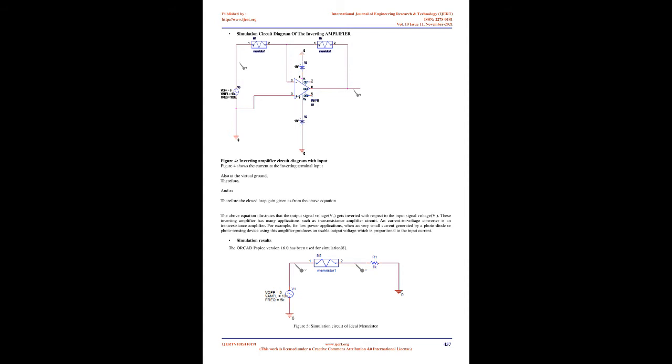This integrator circuit has been employed in various circuits such as analog computers, analog to digital converters, ADC, and wave shaping circuits. Simulation circuit diagram of the differentiator. Figure 2 shows the differentiating amplifier performing the mathematical operation of differentiation, where the output signal becomes differentiated with respect to the applied input signal. This differentiator has been formed by the basic inverting amplifier with an input resistor and a feedback capacitor in the feedback path. Figure 2, differentiator circuit diagram with input.